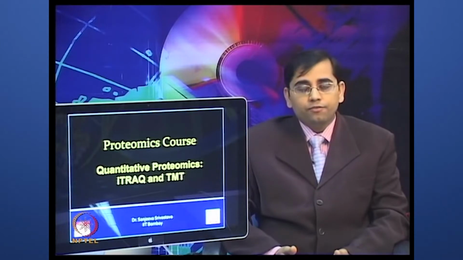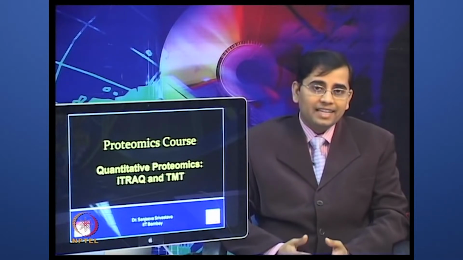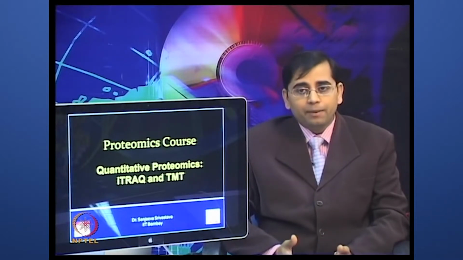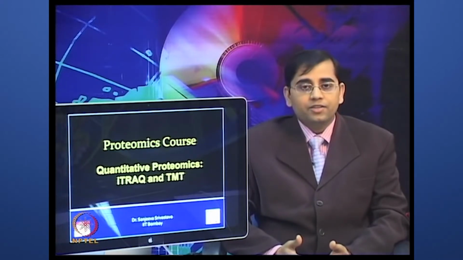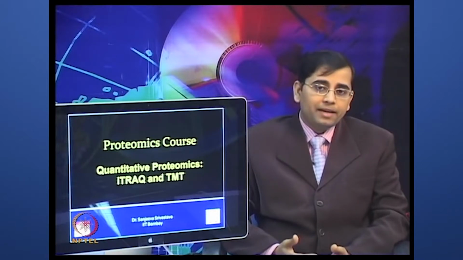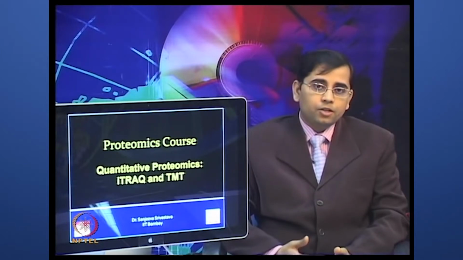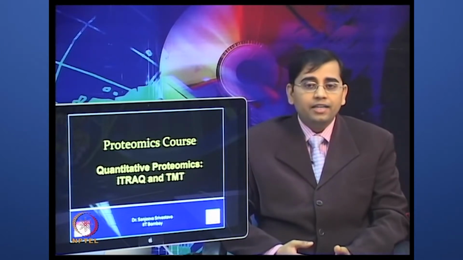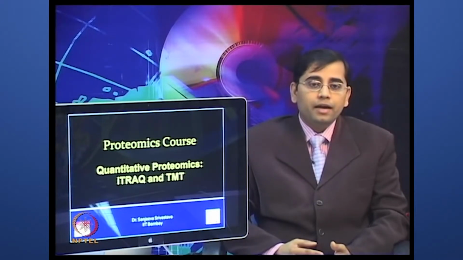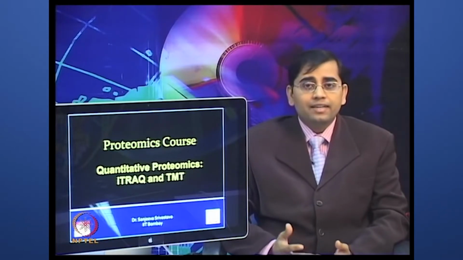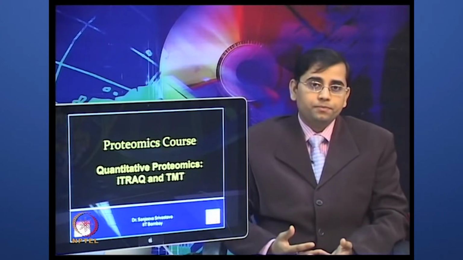That led to the development of 2 or 4 plex isotope coded protein label, ICPL, 4 or 8 plex isobaric tagging for relative and absolute quantitation, iTRAQ, and 2 or 6 plex tandem mass tag, TMT, labeling based techniques. So, today we will continue our discussion on iTRAQ and TMT techniques, which can compare up to 8 or 6 samples in a single analysis. So, these techniques can increase the throughput.